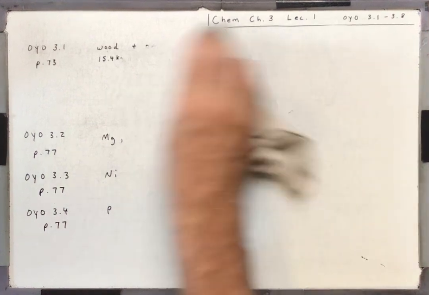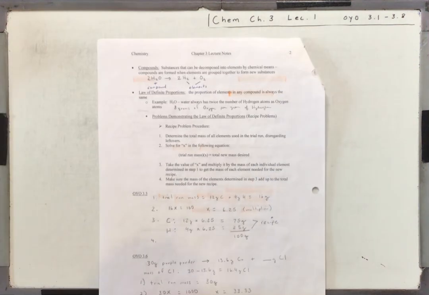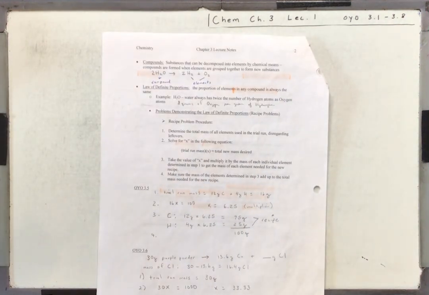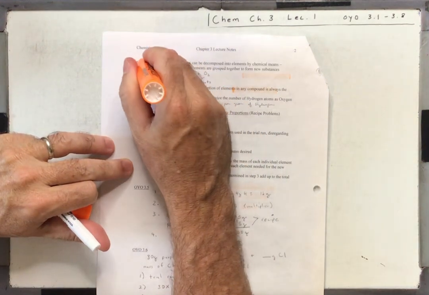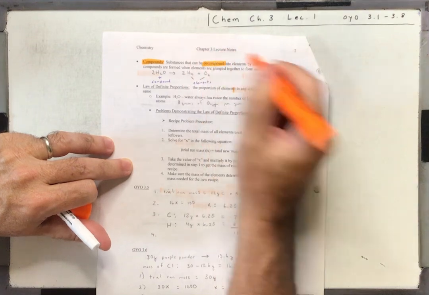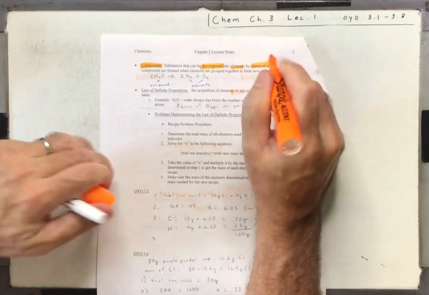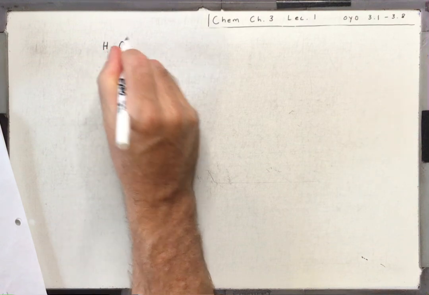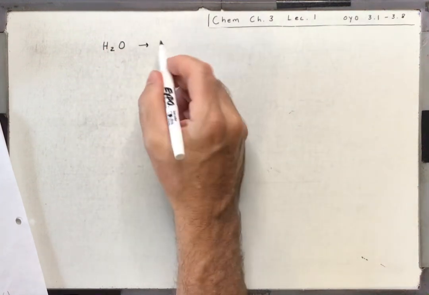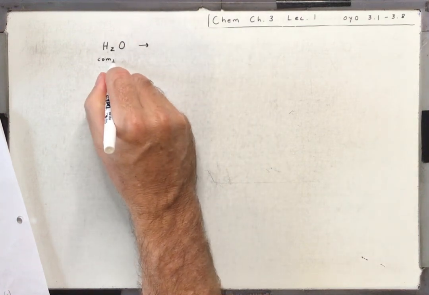Okay, so we'll clean off the board here and turn over to the next page in your notes. So compounds are substances that can be decomposed into elements by chemical means. All right, so for example, if you have water, we can decompose that water into hydrogen and oxygen. So that makes water a compound.